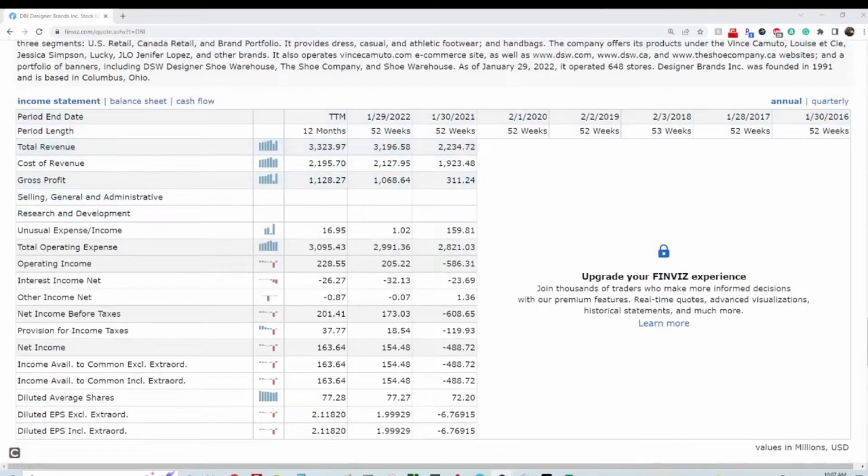Now let's look at the income statement. We can see that the revenue is slightly growing. Quite a big jump from January 21 to 2022 in terms of revenue. Gross profit, huge.